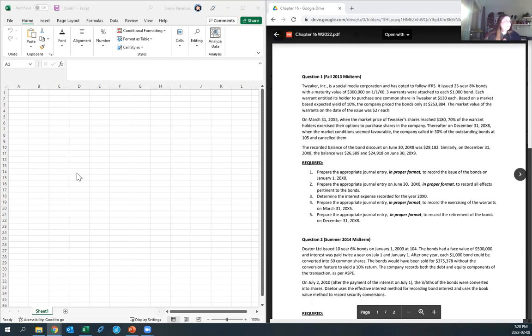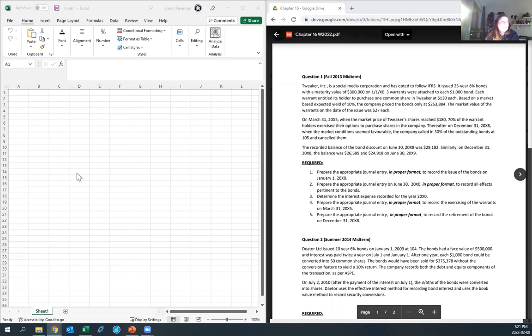So for question 1, Tweaker Inc. is a social media corporation and has opted to follow IFRS. It issued 25-year 8% bonds with a maturity value of $300,000 on January 1st, 2010. 3 warrants were attached to each $1,000 bond. Each warrant entitled its holder to purchase 1 common share in Tweaker at $130 each. Based on a market-based expected yield of 10%, the company priced the bonds only at $253,000. The market value of the warrants on the date of the issue was $27 each.